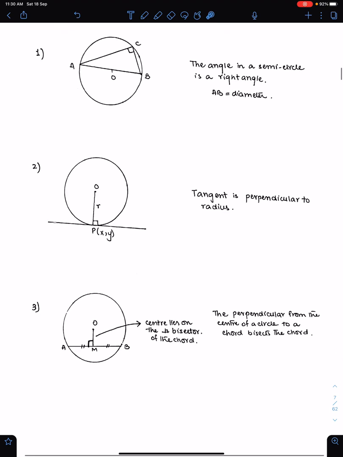Property number 3. You all know the perpendicular from center to chord is always a bisector. OM is the bisector of the chord AB. So center always lies on the bisector. So if any line is the perpendicular bisector to the chord, then the center of the circle must lie on this line. Center always lies on the perpendicular bisector of the chord.